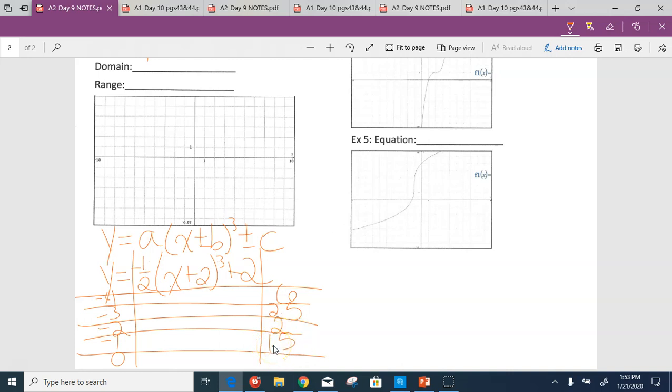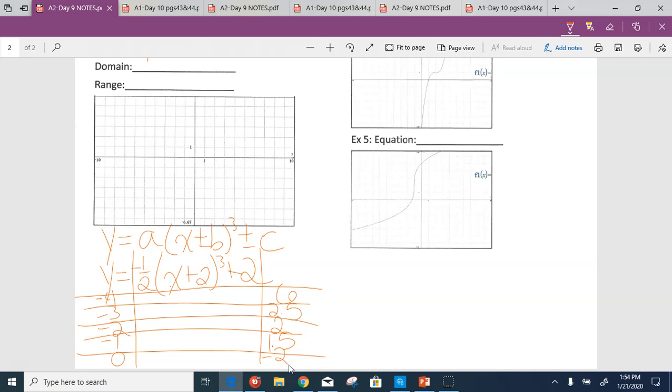Now we'll use 0. 0 plus 2 is 2. 2 to the third power is 8. 8 cut in half and change its sign becomes negative 4. Negative 4 plus 2 is going to be negative 2, I believe. Let me double check all my values because I feel like I might have rushed something a little bit.